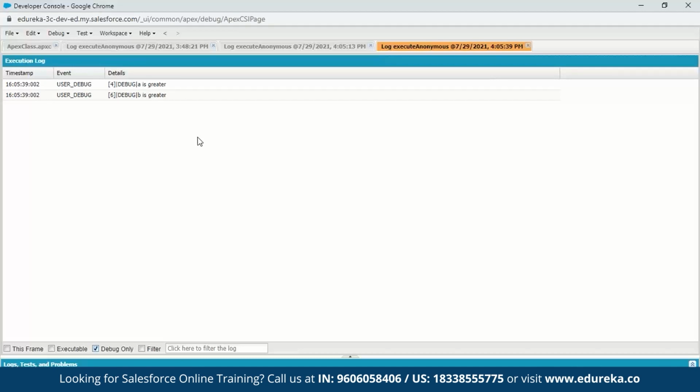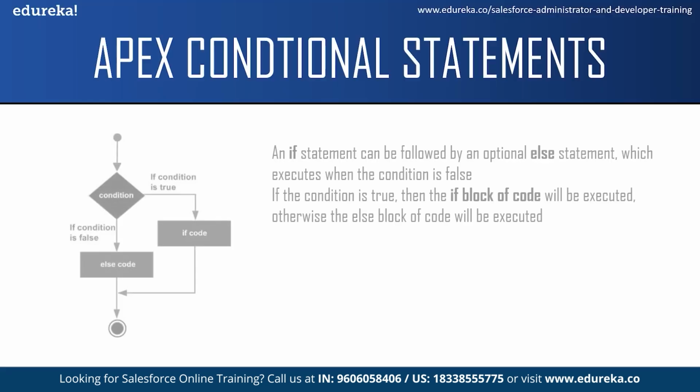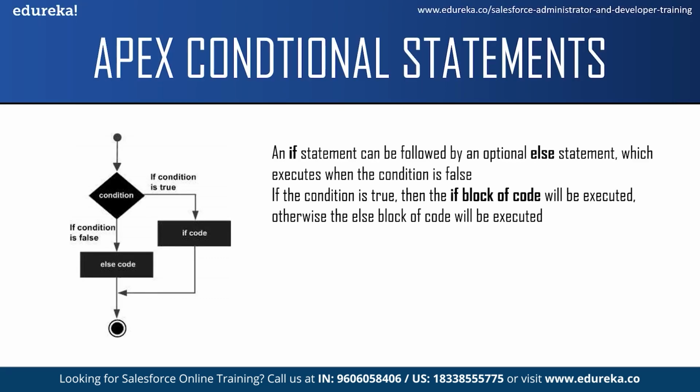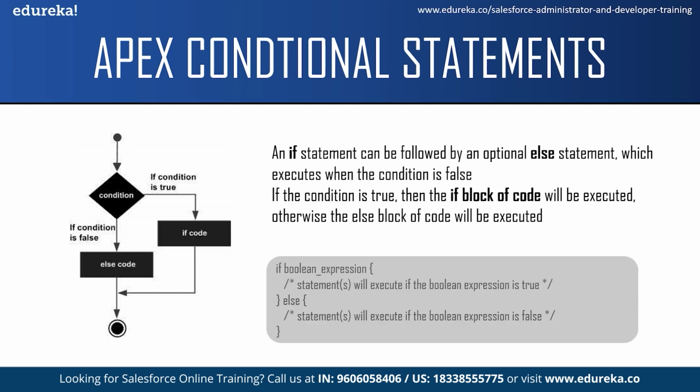Now let us move on to our next conditional statement, which is the if-else statement in Apex. An if statement can be followed by an optional else statement, which executes when the condition is false. If the condition is true, then the if block of code will be executed. Otherwise, the else block of code will be executed. Now let us take a look at the syntax for the if-else statement. It starts off with the if keyword followed by the condition, and if the condition is true, the first set of statements is executed. But if the condition is false, the second set of statements is executed.